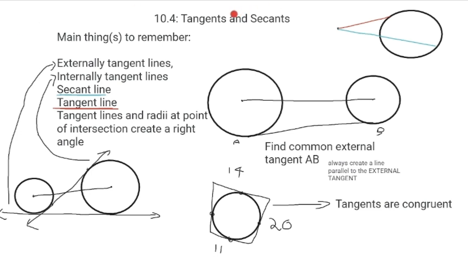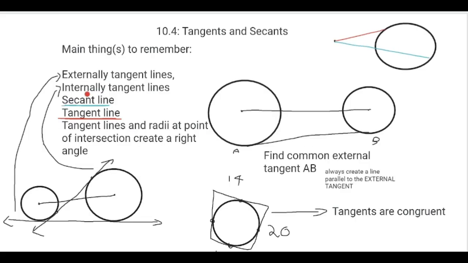Tangents and secants. Okay, so this is where we start to get into the complicated stuff of chapter 10. So, main things to remember: externally tangent lines, internally tangent lines, the secant line, and tangent lines and radii at a point of intersection create a right angle. So these are a few things that are super important.